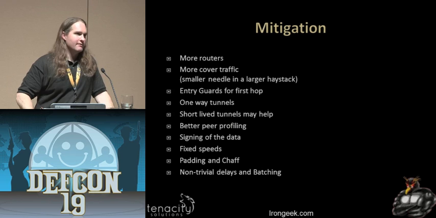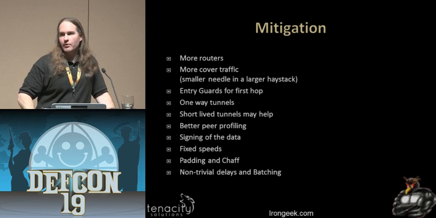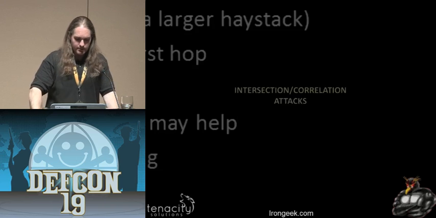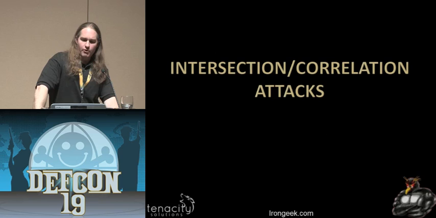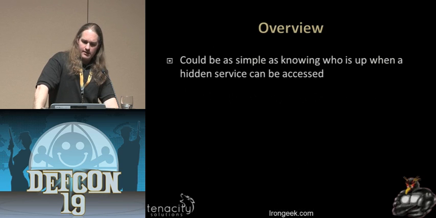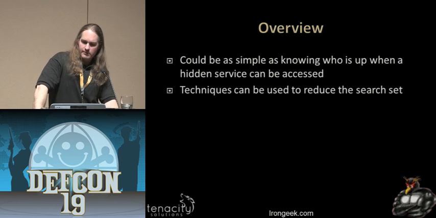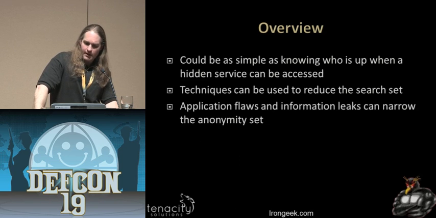Also, non-trivial delays, making a message wait a while before it's sent out, can also confuse an attacker. For low latency protocols like HTTP, this really isn't so much of an option. But for things like mail, does it really matter if it gets there a minute from now or 5 minutes from now? Probably not. Then there's also intersection and correlation attacks. This could be as simple as knowing who's up in the hidden service at the same time as the public IP address is available. These techniques can be used to reduce an anonymity set, maybe not necessarily outright reveal someone, but at least help you profiling them.